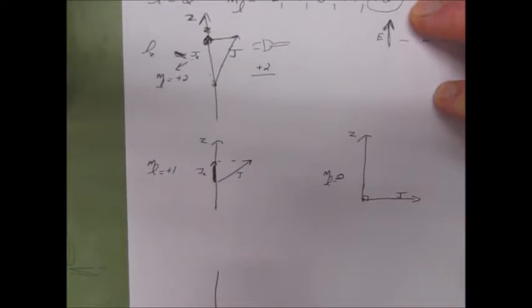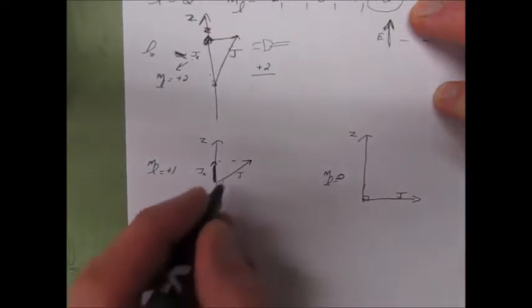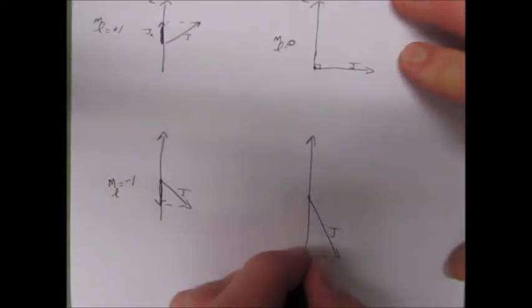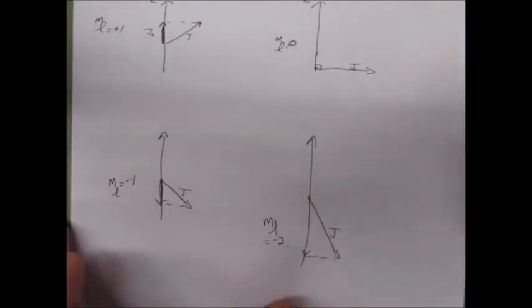And if we continue on, this will be symmetrical. As soon as you do a -1, it's the same angle but down. And its projection here is now like the -1 version of the +1. And then when you go to the -2 one, you get its projection. So this is the ML equals -2.